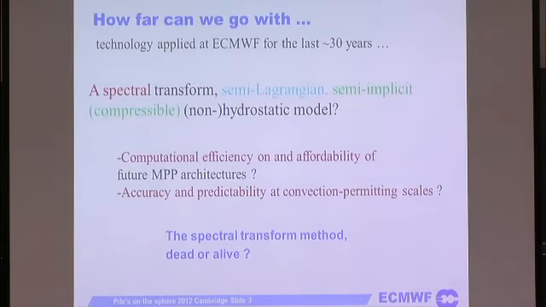So how far can we go with technology that has been applied at ECMWF for the last 30 years? What we use is essentially a spectral transform, semi-Lagrangian, semi-implicit, compressible, non-hydrostatic or hydrostatic model. The big questions, as mentioned in a number of talks, are computational efficiency, the affordability of future MPP architectures, and the accuracy and predictability at convection-permitting scales. So the big question for us, from a strategic point of view, is: is the spectral transform dead or alive?